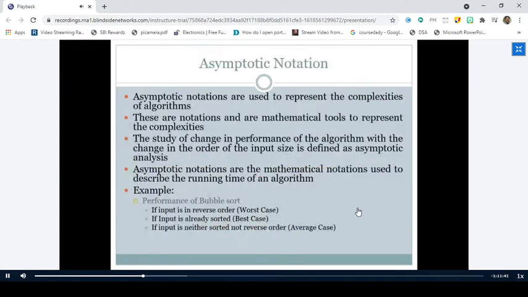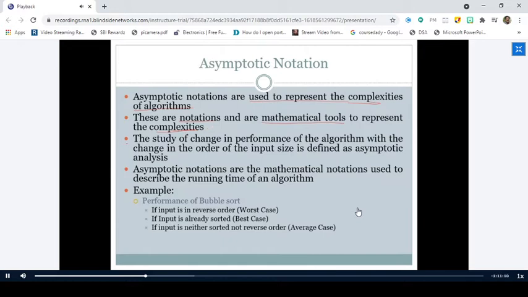Right. So here are some of the introduction points we should remember regarding these asymptotic notations. Asymptotic notations are used to represent the complexities of algorithms. This is what we are telling from the starting slide itself. And these are mathematical tools to represent the complexities of the algorithms. This point also I have discussed in the first slide itself.